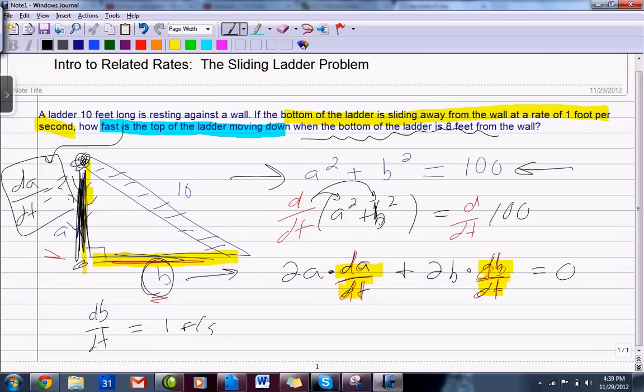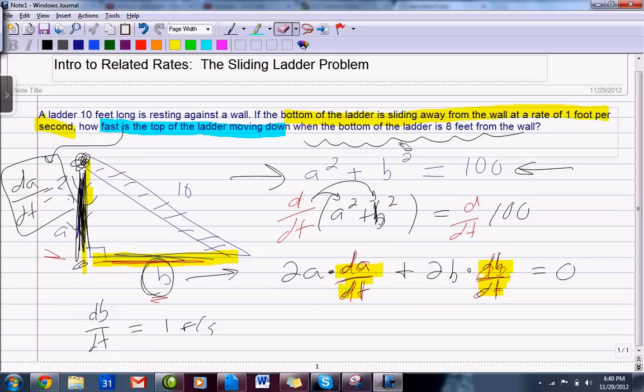Now it gives me a particular moment. Here's the instant, much like we've been thinking about, what's the derivative of this function when x is 2? Or what's the instantaneous rate of change of this function when x is 0? Or what's the slope of the tangent when x is 8? In that light, this is very similar. So the moment is when the bottom of the ladder is 8 feet from the wall. That means when b is 8. So in this equation, I'm going to plug in an 8 for b. I'm also going to plug in my dB/dt, which I know is 1.